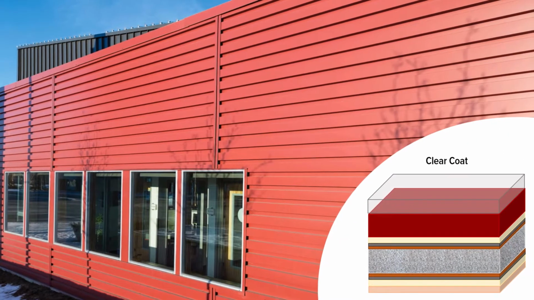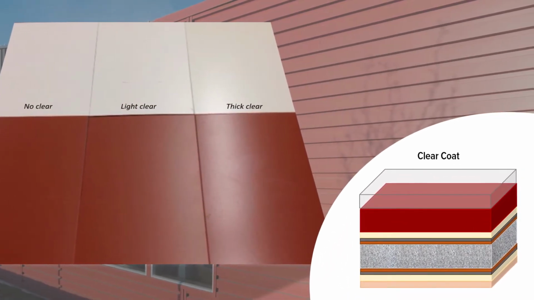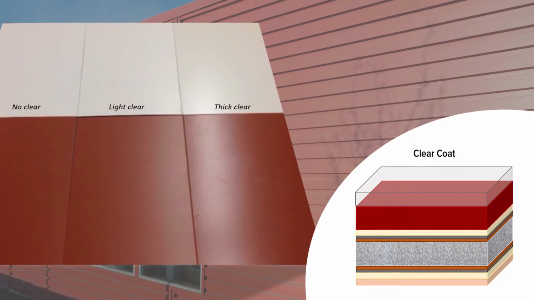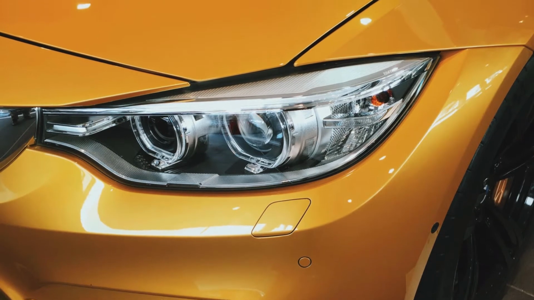Clear coats reflect an additional clear layer over the top of the coloured paint. This can add to the perceived depth of the colour due to the slight difference in depth between the surface of the clear coat and the coloured paint beneath. This method is used extensively to add depth to automotive surfaces.